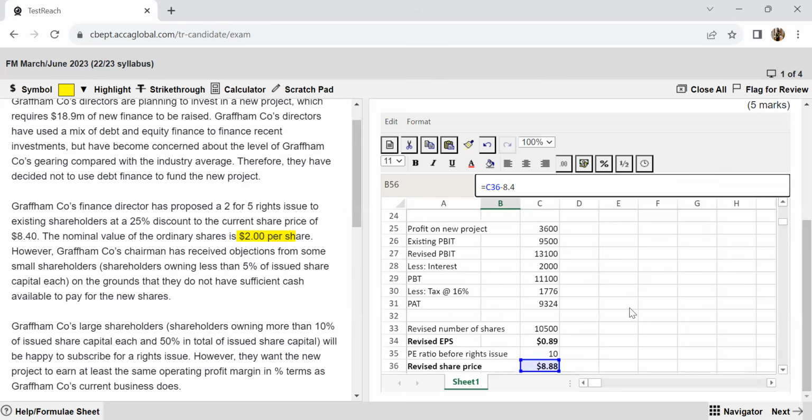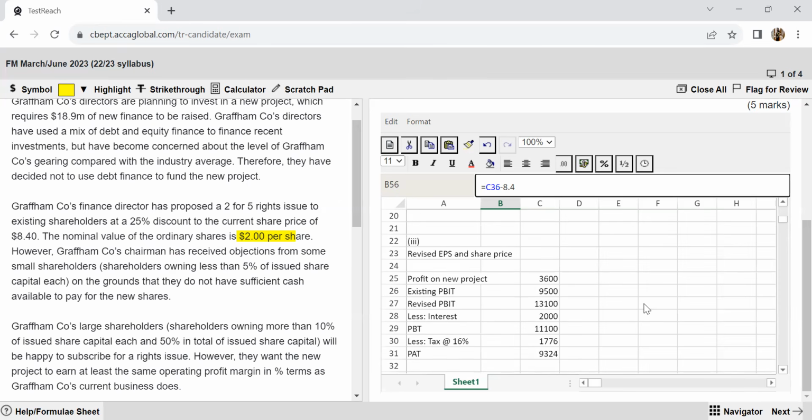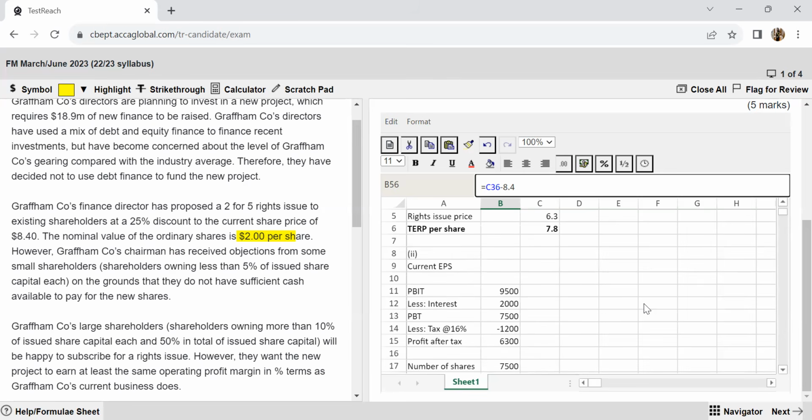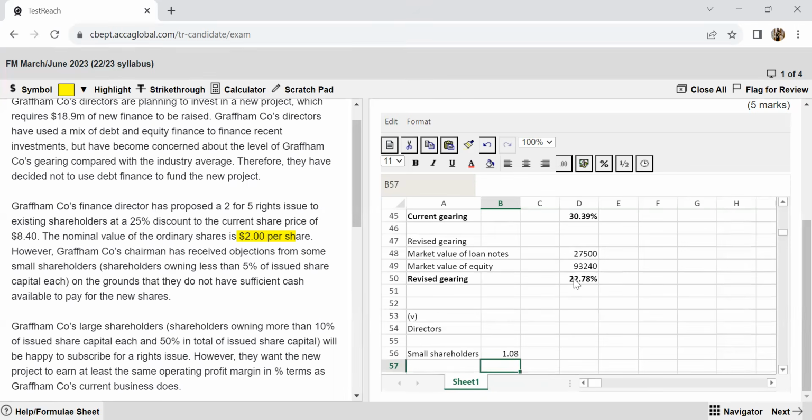Did we take the right figure? 8.88 minus 7.8 rather, which is the price at which they can buy the shares, right? The TERP. So this is the amount of capital gain that the small shareholders can be making.